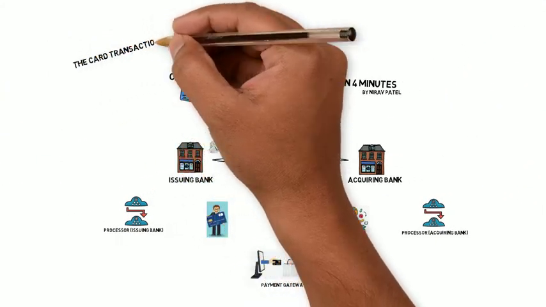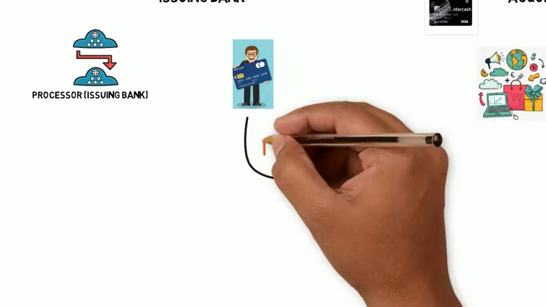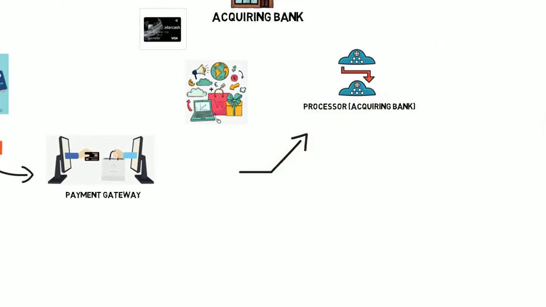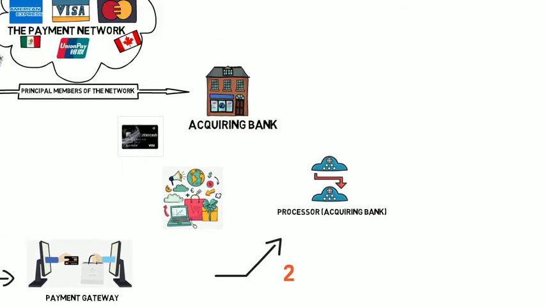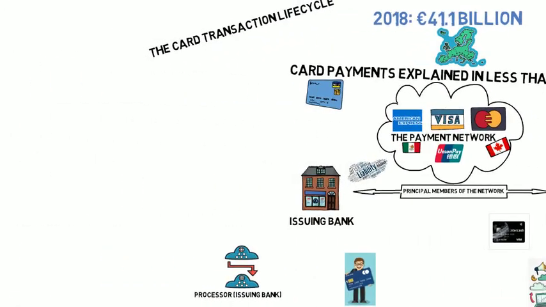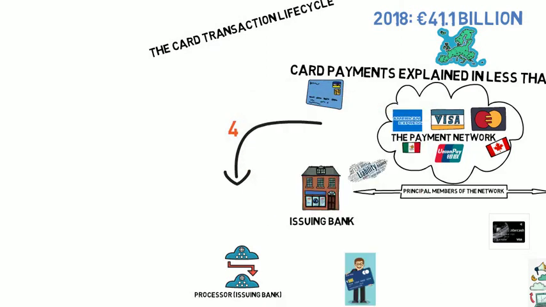The card transaction lifecycle. The customer makes a purchase via the merchant's online portal using their prepaid Intercash card. The payment gateway automatically passes the transaction to the processor. The processor passes the transaction to the network. The network routes the payment to the relevant card issuer's processor. The issuing processor automatically passes the transaction to the issuer.